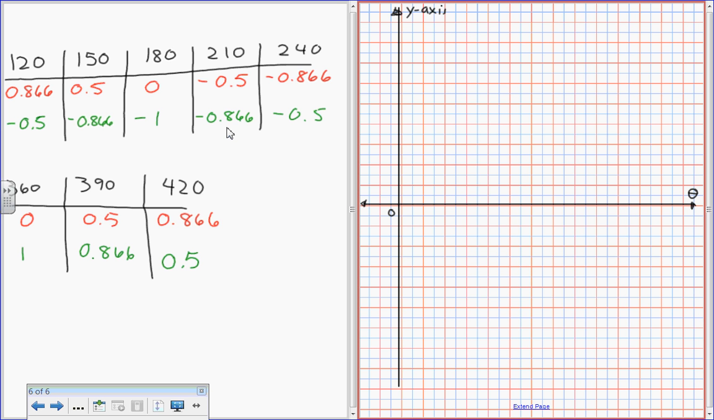Okay, so let's go through here. I'm going to count everything by 30s here.